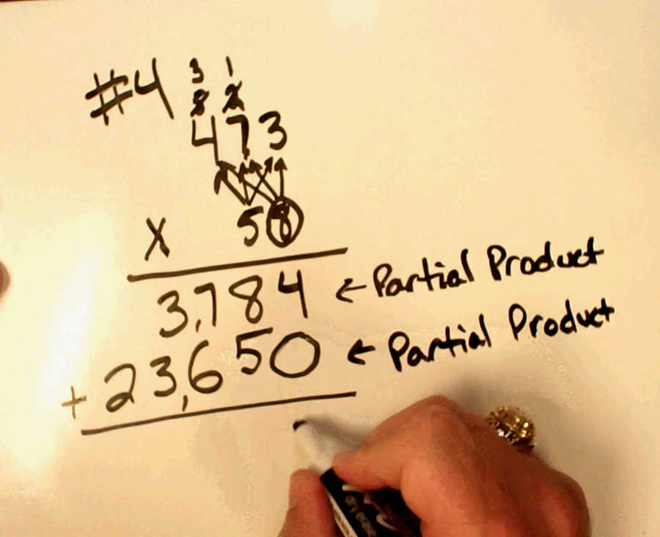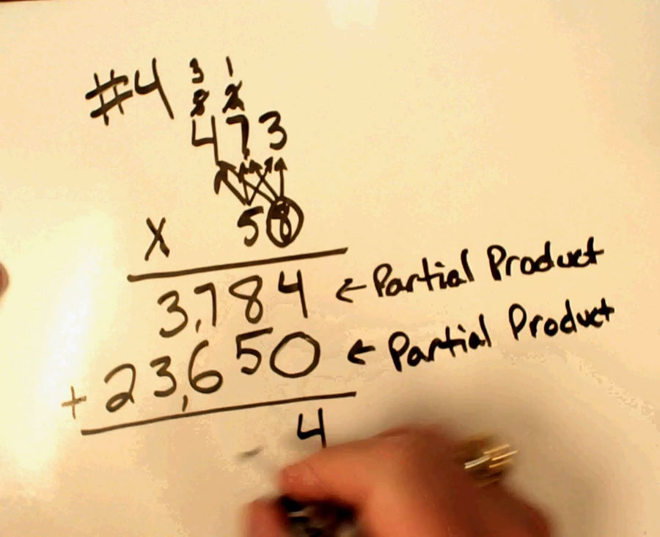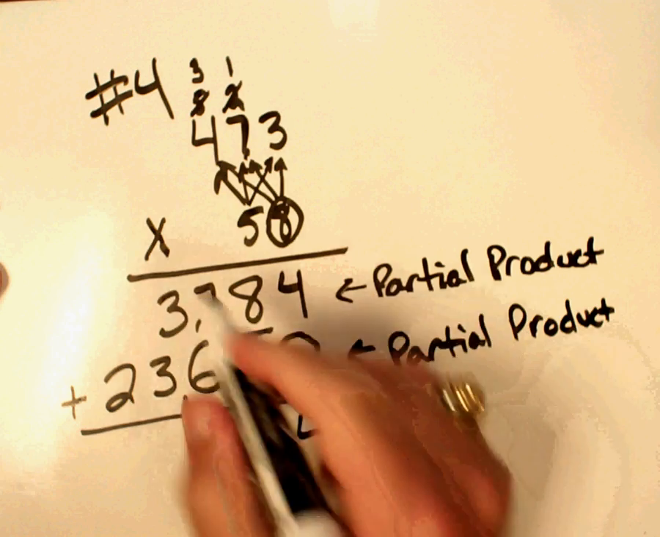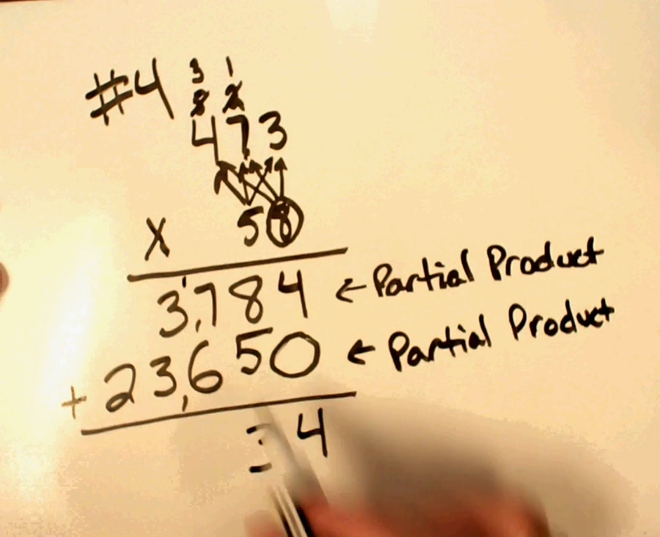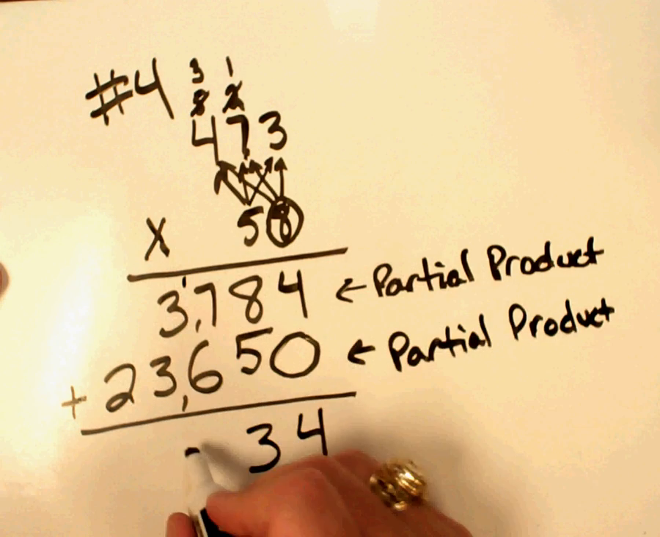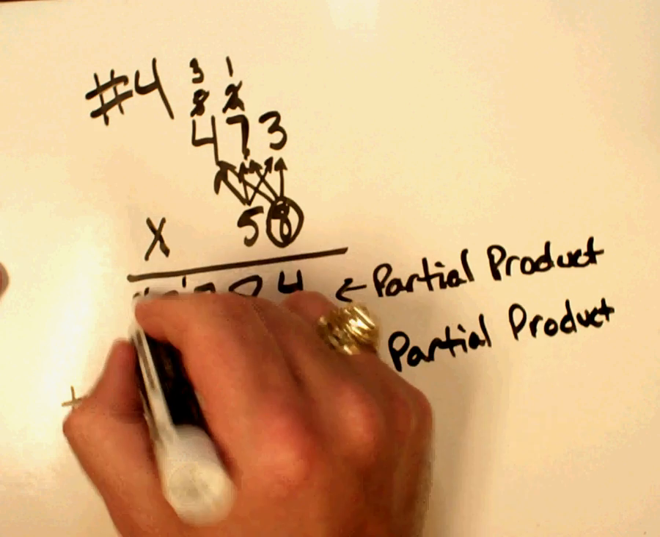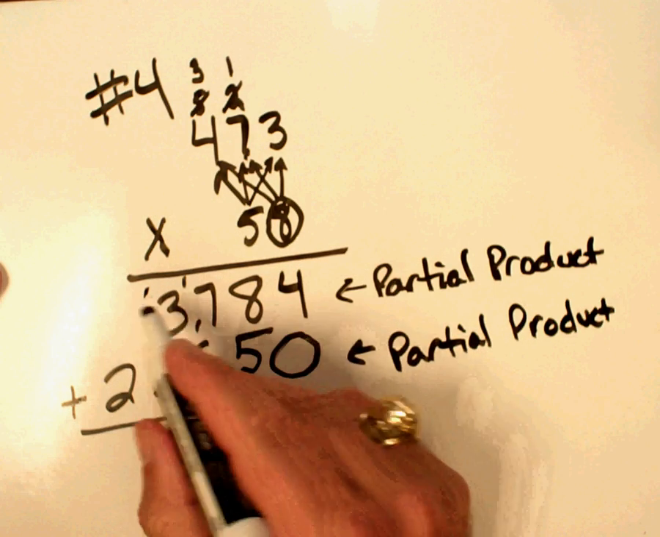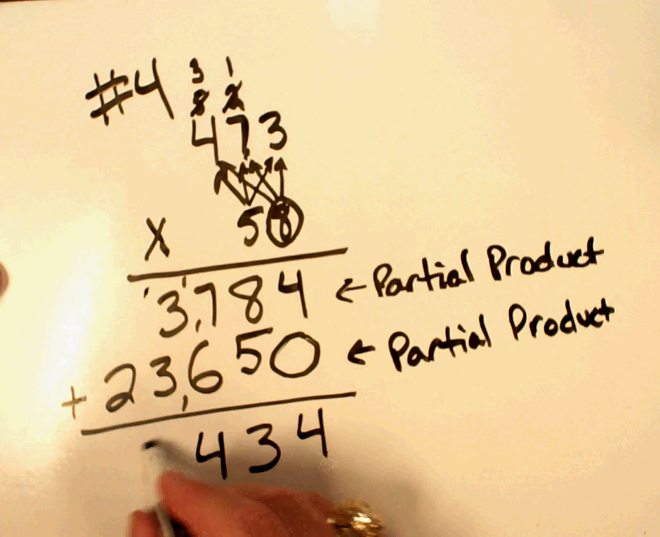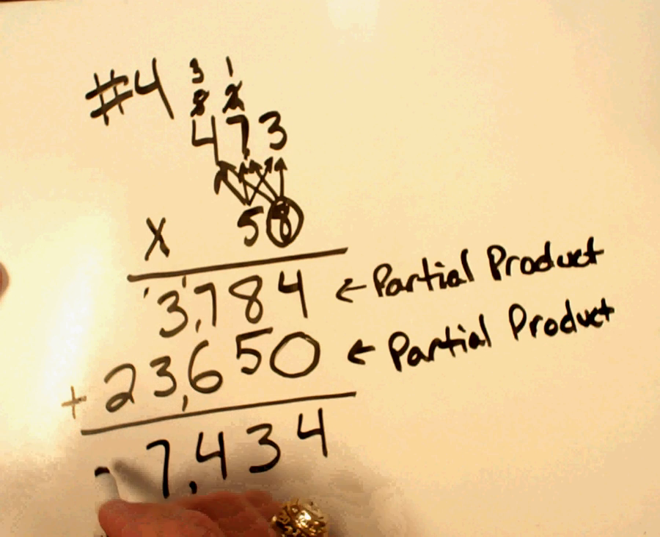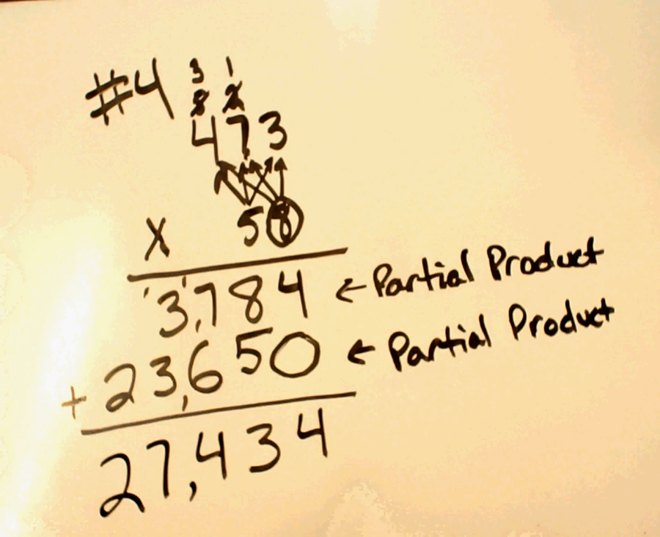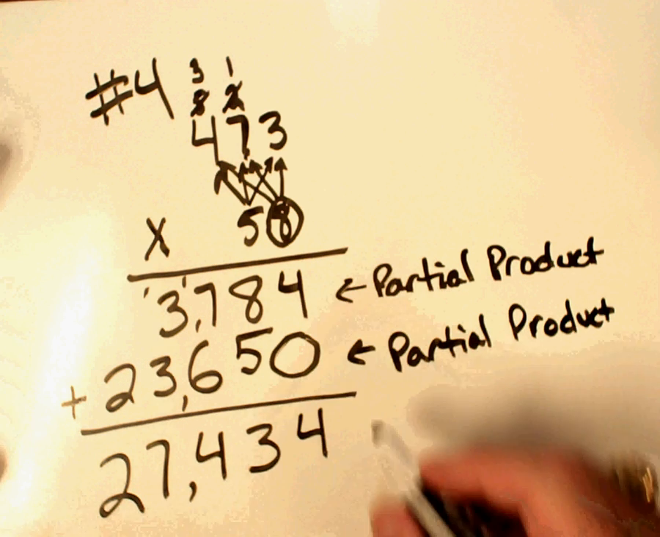So 4 plus 0 gives me 4. 8 plus 5 gives me 13. Carry my 1. 1 plus 7 plus 6 gives me 14. Carry my 1. 1 plus 3 plus 3 gives me 7. And then my poor little 2 is all alone out here with nothing to add to it. So I end up with a total, a final answer of 27,434.